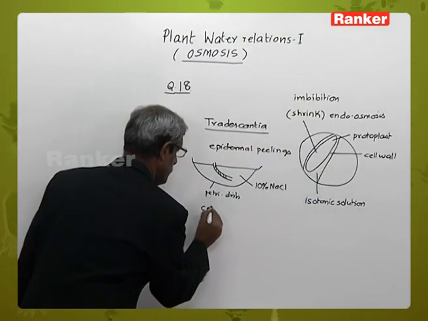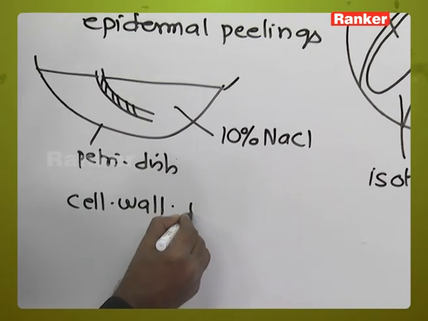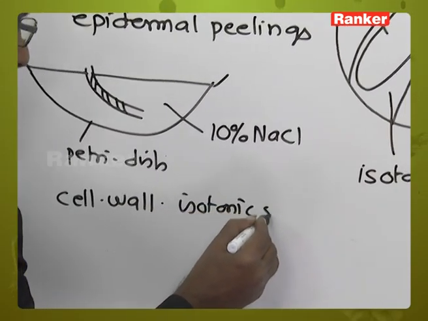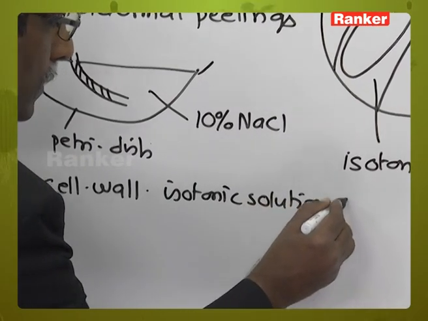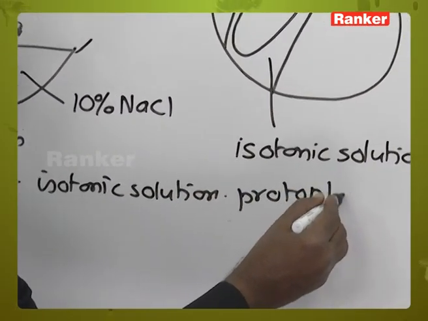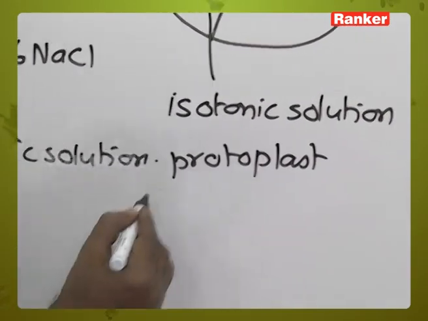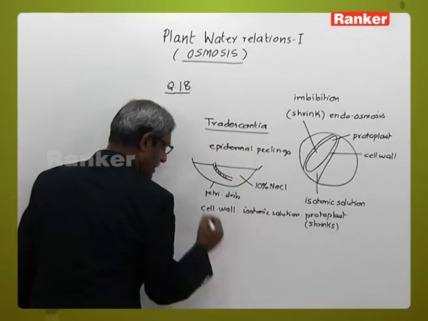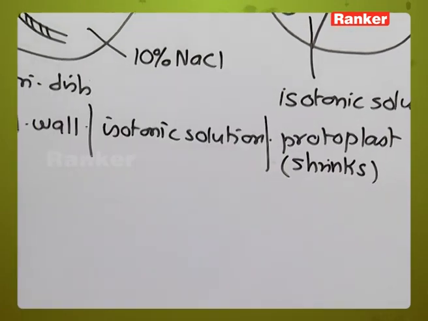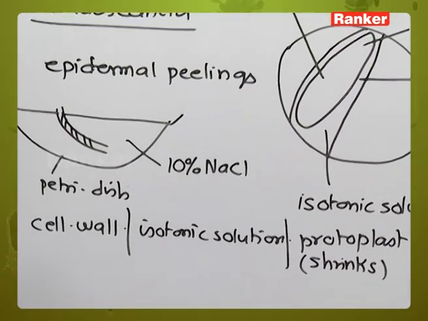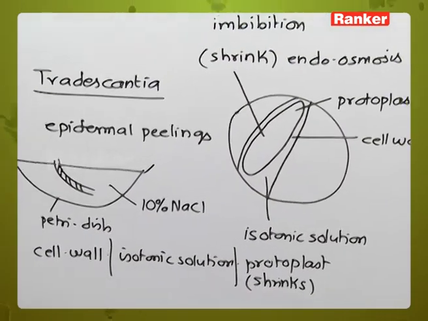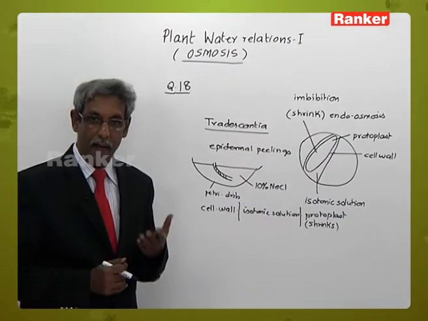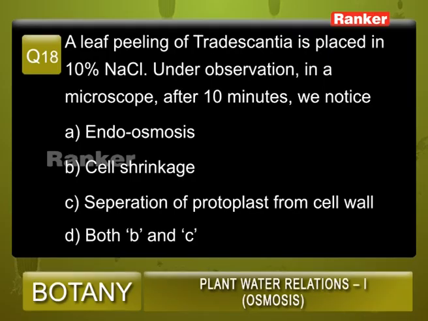So, we have a cell wall. Next, we have an isotonic solution in between. Next, we have the protoplast, and the protoplast shrinks. The gap between the protoplast and the cell wall is filled by the isotonic solution, which is neutralized when it is put in sodium chloride. Thereby, when you look at the choices, B, there is cell shrinkage, and C, separation of the protoplast from the cell wall. Hence, the answer is both B and C are correct. Choice of answer D, which says both B and C are correct.